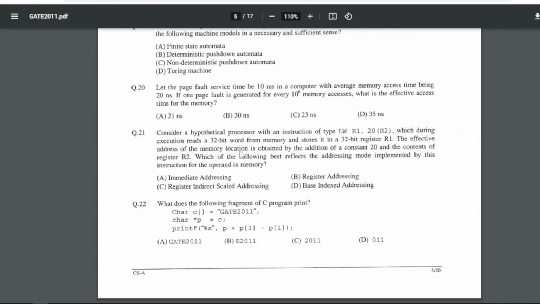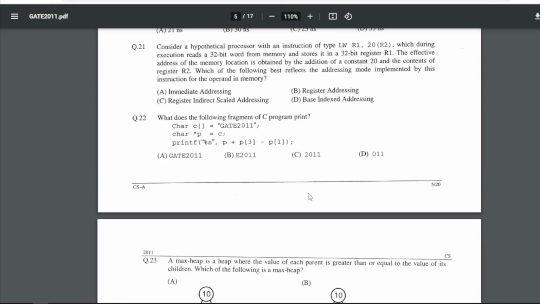21 is, consider a hypothetical processor with an instruction of type LW R1, 20(R2), which during execution reads a 32-bit word from memory and stores it in a 32-bit register R1. The effective address of the memory location is obtained by the addition of a constant 20 and the contents of register R2. Which of the following best reflects the addressing mode implemented by this instruction for the operand in memory? In that case, for 21 our answer will be D, that is base index addressing.